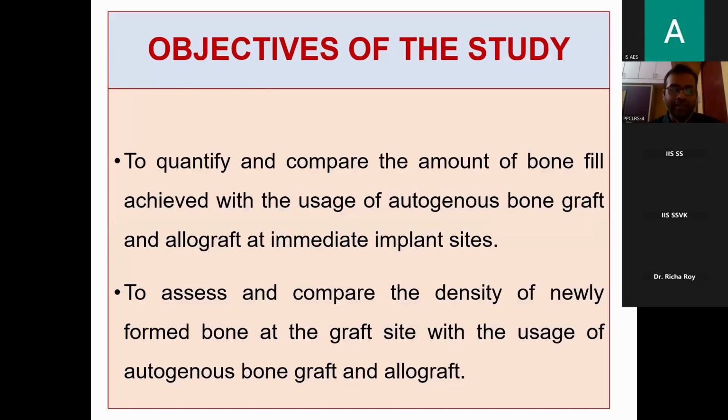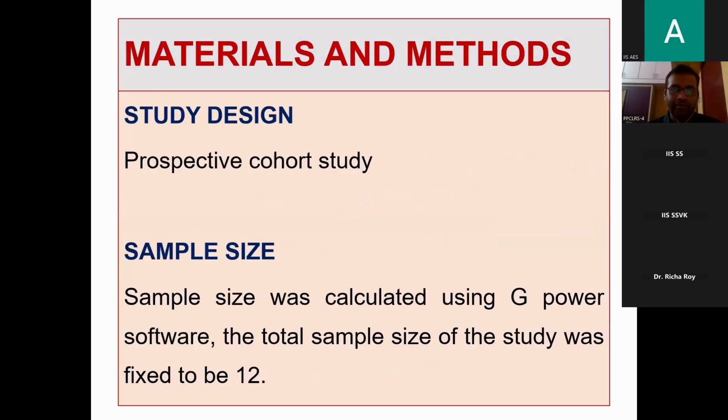The aim was extended to the following objectives: to quantify and compare the amount of bone fill achieved with the usage of autogenous bone graft and allograft at immediate implant sites, and to assess and compare the density of newly formed bone at the graft site with the usage of autogenous bone graft and allograft. The methodology was then formulated. The study design was a prospective cohort study, and the sample size was calculated using G-Power software. The total sample size of the study was fixed to be 12.